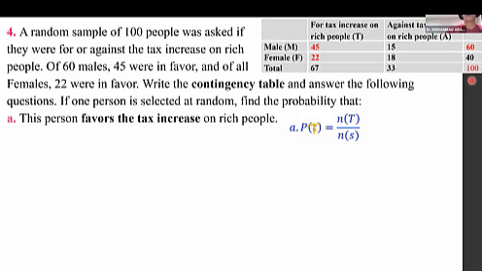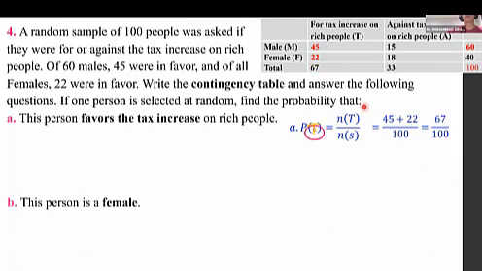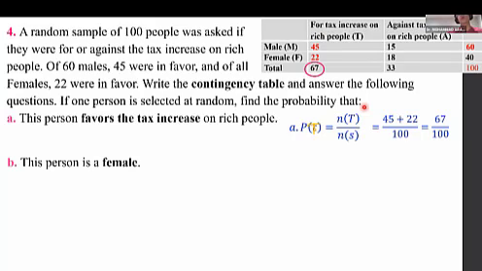So N of S is 100, and how many of them are in favor? 45 and 22, 67. We've already come up with that, so we can just use that or just add them up. We did that when we filled up the table.